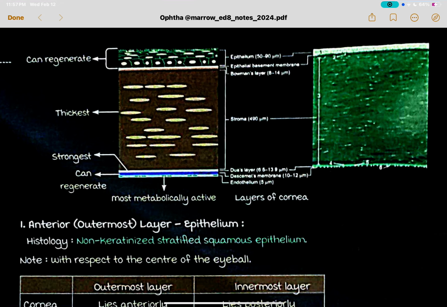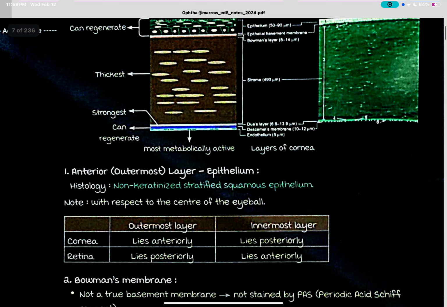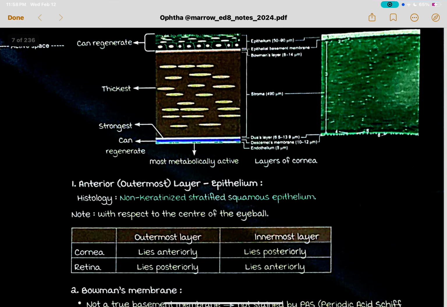And then is the Bowman's layer, the epithelial basement membrane, and the epithelium, which can regenerate. So starting from the outside: epithelium, basement membrane, Bowman's layer, stroma, Dua's layer, Descemet's membrane, and endothelium. Endothelium is the most metabolically active. Descemet's membrane can regenerate. Dua's layer is the strongest. Stroma is the thickest.